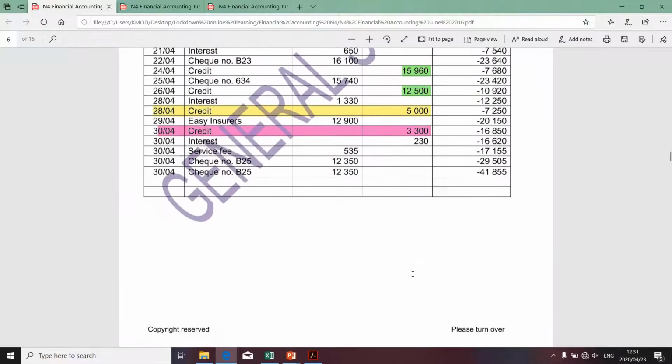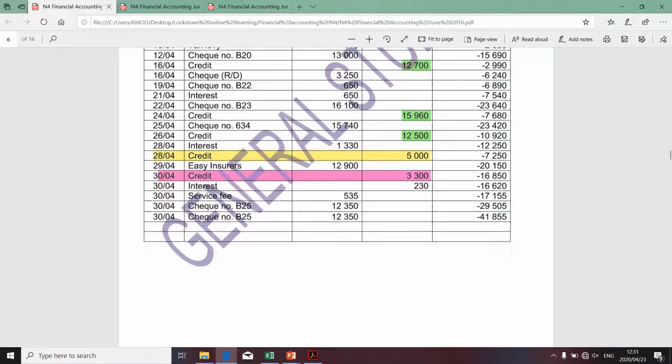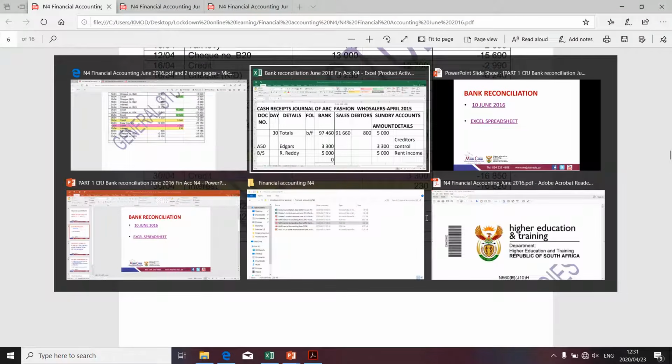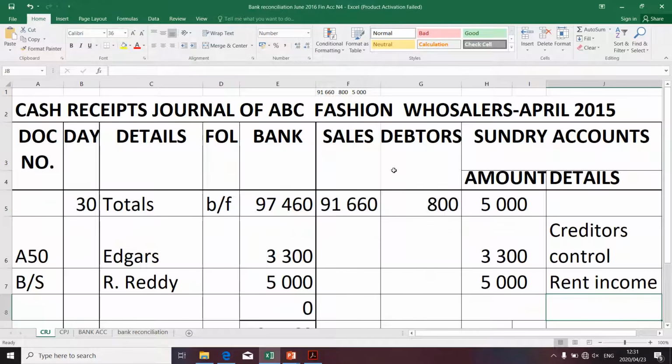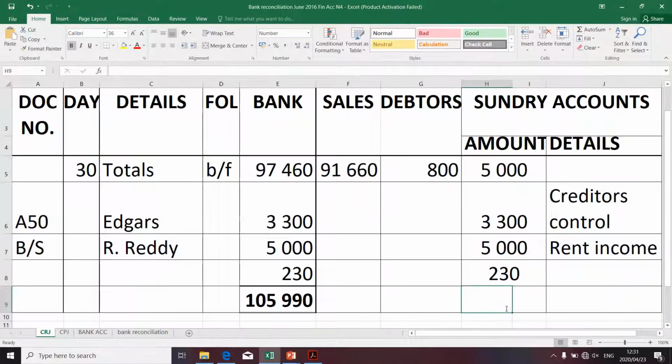It looks like we've accounted for all items except that item. I'm going to highlight that item in yellow and I'm going to post it. Allow me to highlight this in yellow. I'm going to update the CRJ by the amount attributable to interest, the amount of 230. Let's quickly go there. Remember, it doesn't relate to sales, so I'm not going to take it to the sales column. It doesn't relate to debtors. It relates to sundry accounts because it's in respect of the interest income on the current account. The amount, 230. There you go. That's the interest amount.